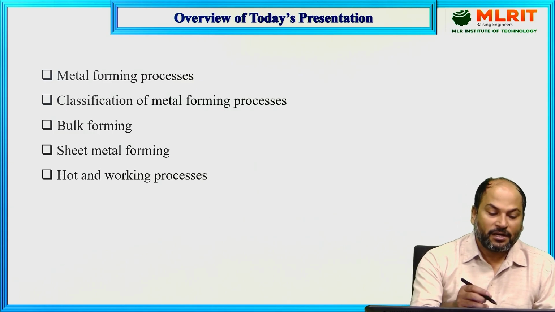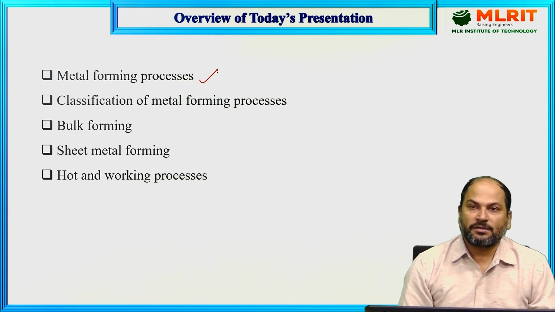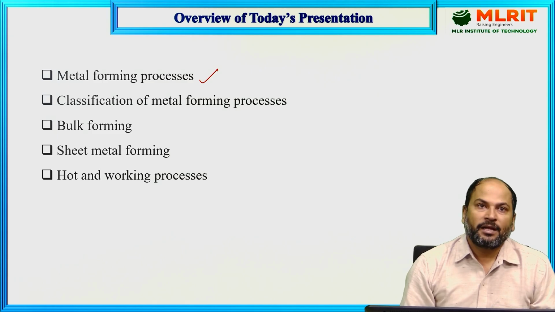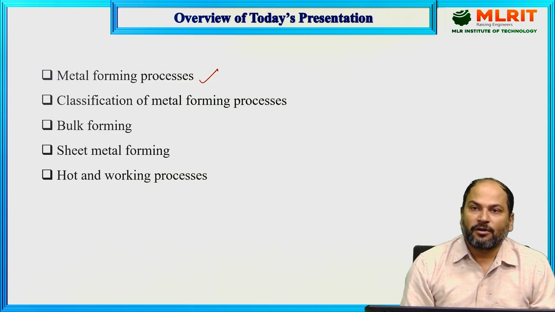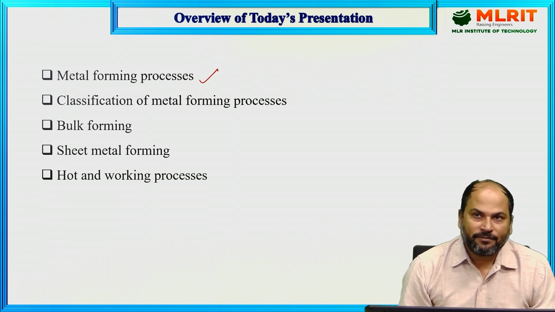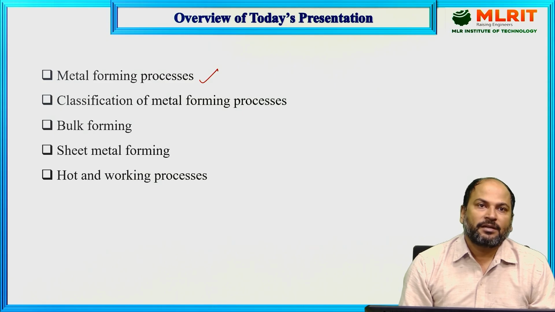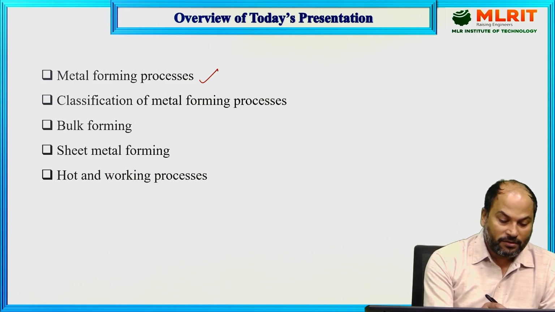So we'll start with metal forming processes. We'll define the meaning of metal forming, and then we'll classify metal forming processes into two categories. Bulk forming processes: in bulk forming, many operations are there, like rolling and extrusion. One by one we'll see, and then we'll see sheet metal forming and the processes covered in it. Finally, at the end of this lecture, we'll cover the meaning of hot working and the meaning of cold working.